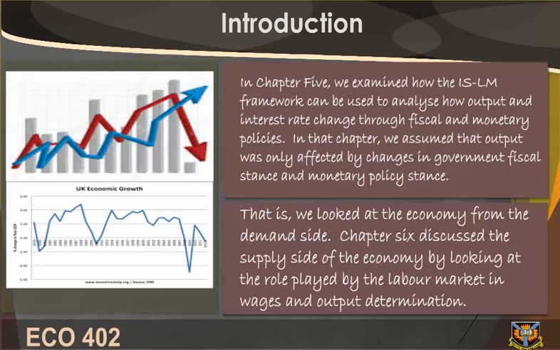In that chapter, we assumed that output was only affected by changes in government fiscal stance and monetary policy stance. That is, we looked at the economy from the demand side. Chapter 6 discussed the supply side of the economy by looking at the role played by the labor market in wages and output determination.